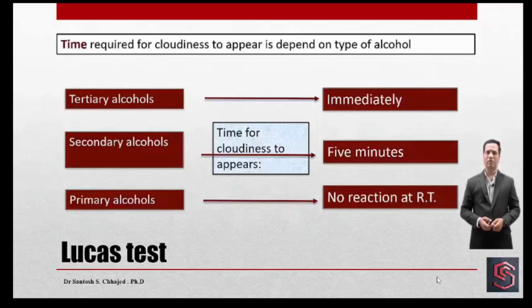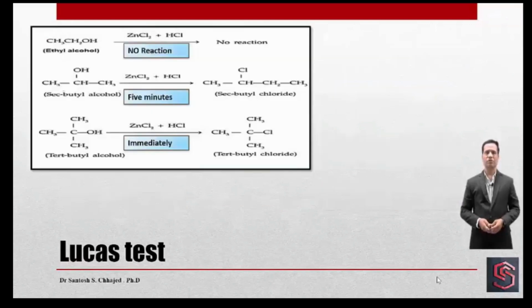But the test tube in which secondary alcohol is present requires 5 minutes to develop cloudiness, and primary alcohol at room temperature does not react with the Lucas reagent. So after 5 minutes, if no cloudiness appears, you have to heat that reaction mixture. Upon heating, if cloudiness or turbidity develops, it indicates that the test tube contains primary alcohol. The time required to form cloudiness or alkyl chloride is helpful to decide whether the alcohol is primary, secondary or tertiary. Examples of primary, secondary and tertiary alcohols are shown.